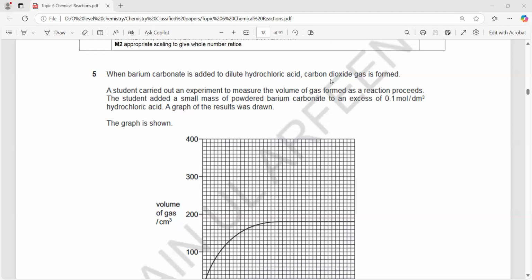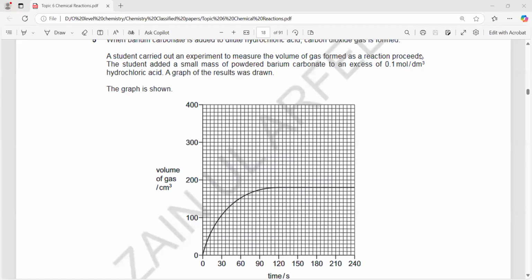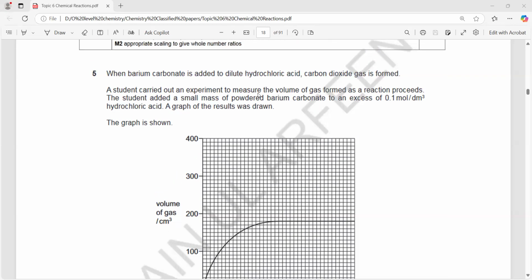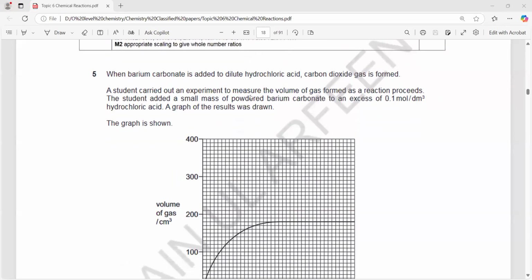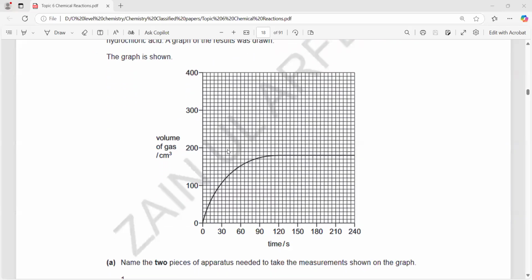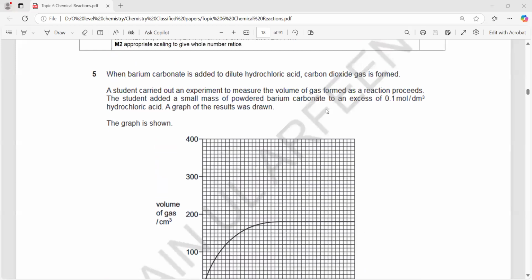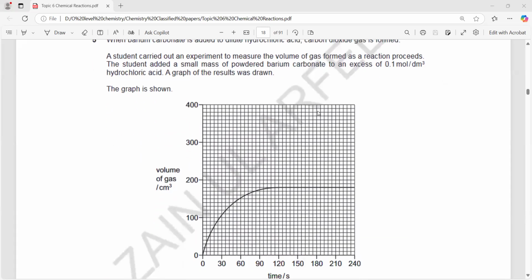When barium carbonate is added to dilute acid, carbon dioxide gas is formed. A student carried out an experiment to measure the volume of gas as the reaction proceeds. The student added small pieces of powdered barium carbonate to an excess of 0.1 mol/dm³ hydrochloric acid. So hydrochloric acid is in excess and barium carbonate is the limiting factor here. Which gas will be released if barium carbonate reacts with hydrochloric acid? Carbon dioxide.